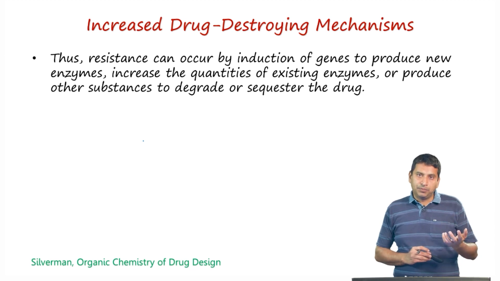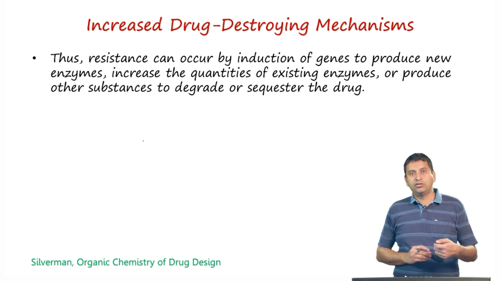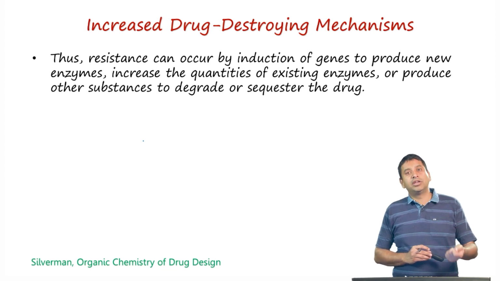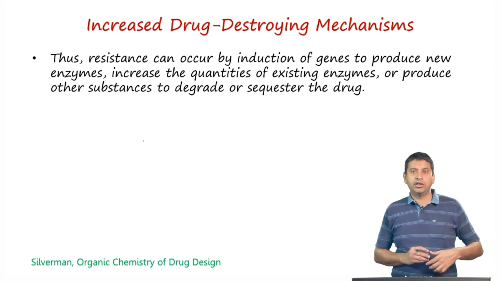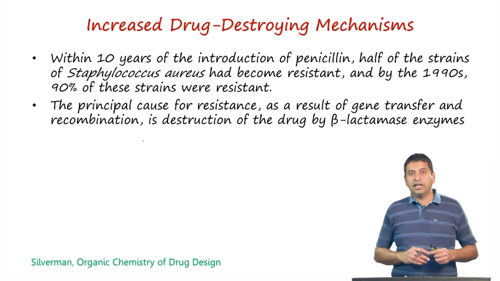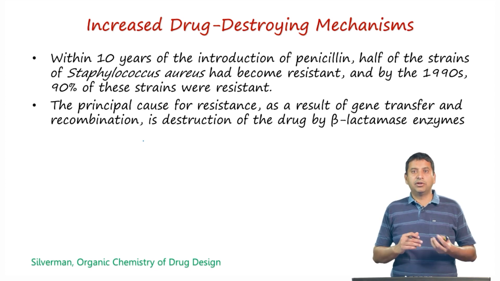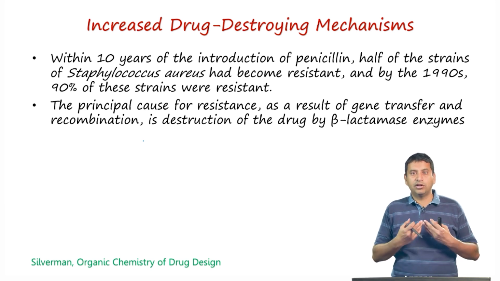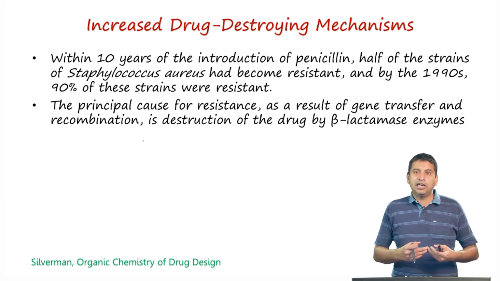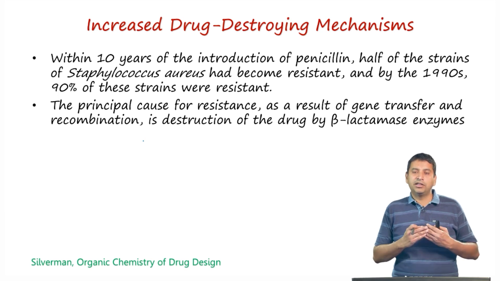So, resistance can occur by induction of genes to produce new enzymes, increase the quantities of existing enzymes, or produce other substances to degrade or sequester the drug. All of these may result in destroying the drug. Within 10 years of the introduction of penicillin, for example, half of the strains of Staphylococcus aureus had become resistant, and by the 1990s more than 90% of the strains were resistant. The principal cause of resistance to penicillin is the generation of the enzyme beta lactamase. Beta lactamase destroys the penicillin and makes the drug ineffective.